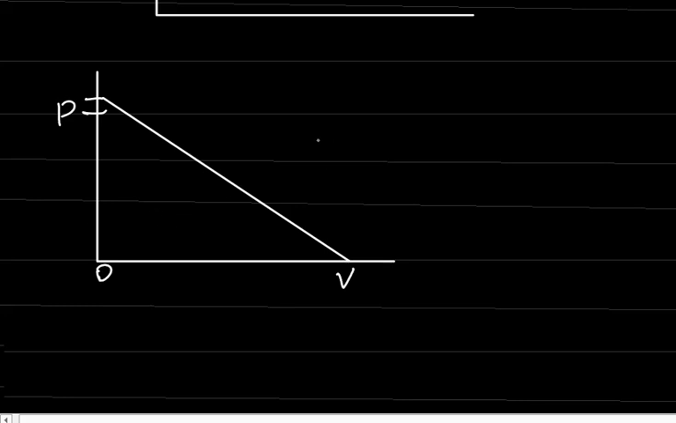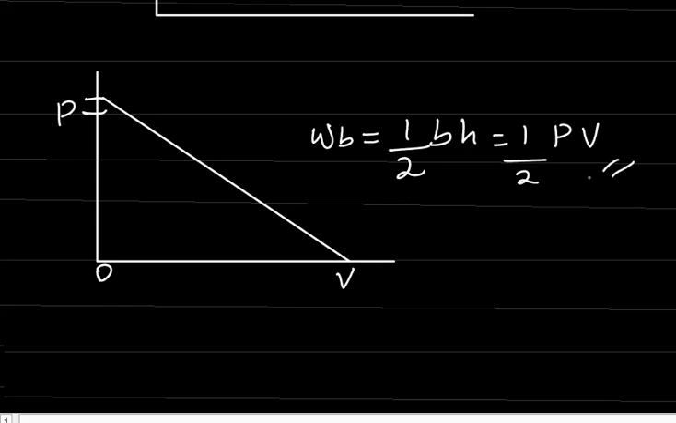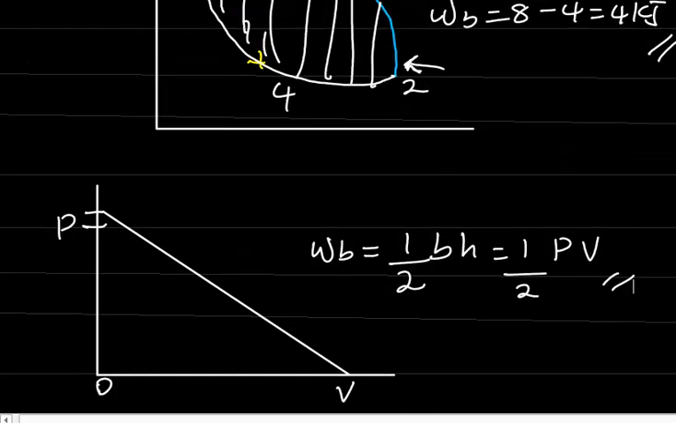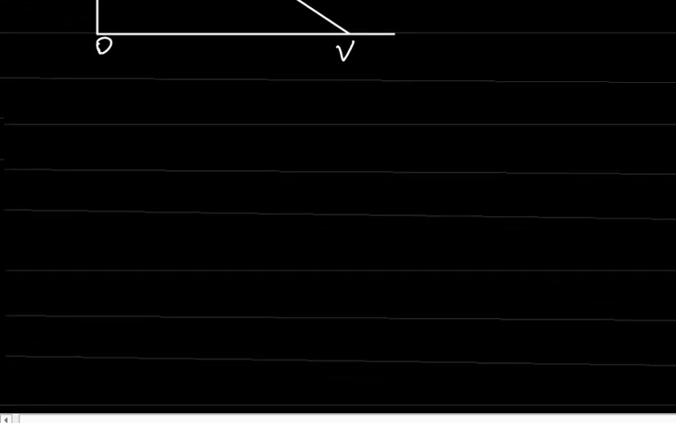Okay, so the boundary work for this, I don't need to use integration. All I need to do is to calculate the area of the triangle, which is half base times height. So this is going to be equal to simply half P times V. I hope that is well understood. Now the question is, this boundary work that is done, what are the consequences in an engine? All right, in an engine.